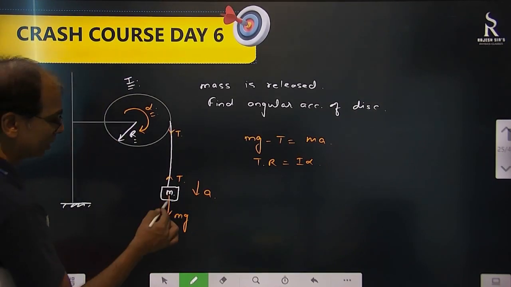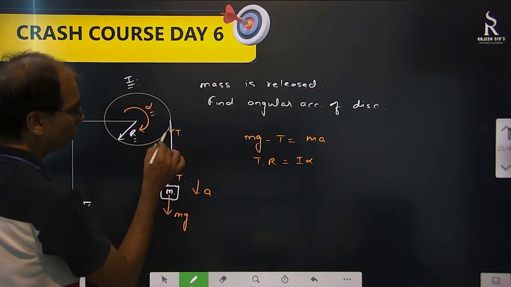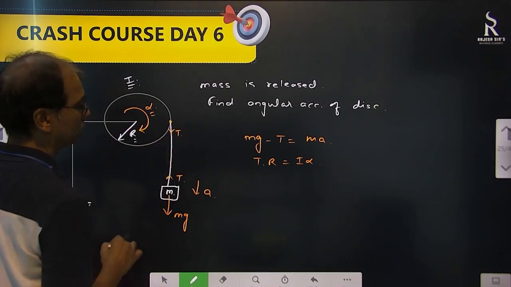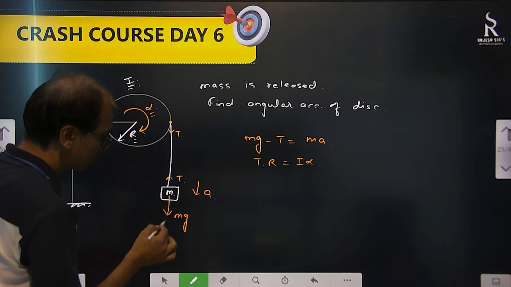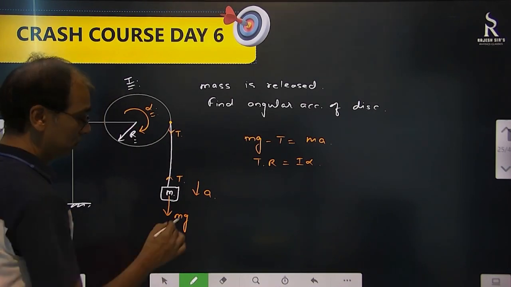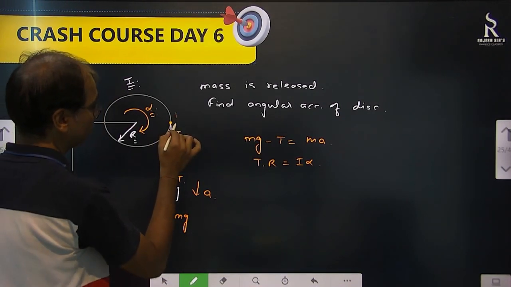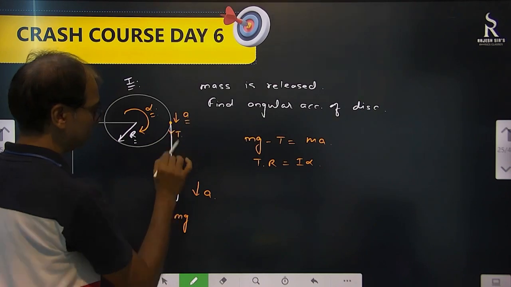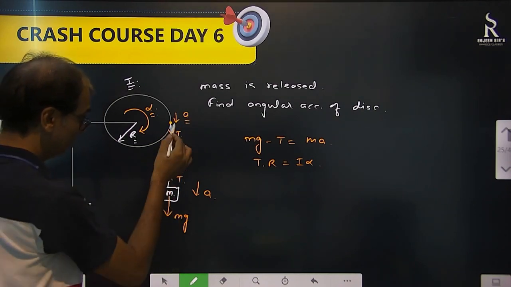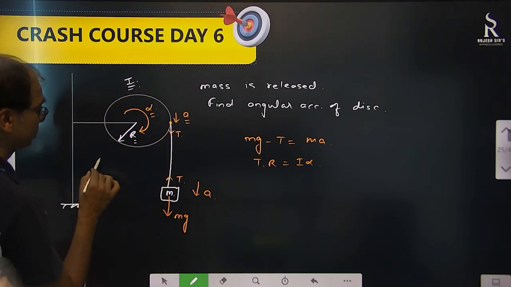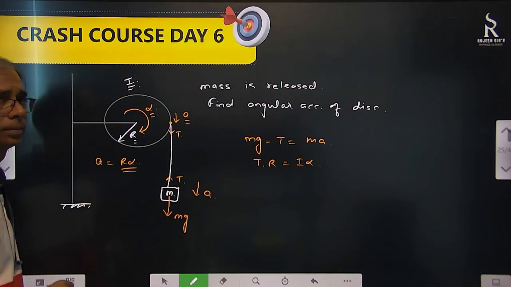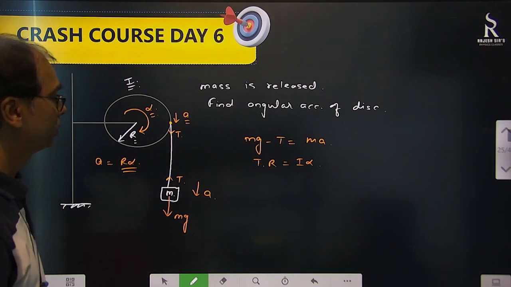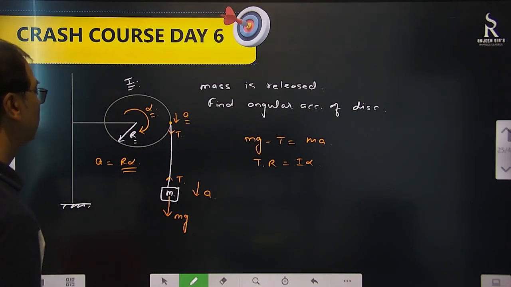Now, if its acceleration is a, then what is the acceleration of this point? It is a, because this is rotating, that's how it is coming down. If the acceleration is a, then its acceleration is also a. And what is this acceleration? It's a tangential acceleration, and this must be equal to R alpha, that's what we have seen. So the third equation is a equal to R alpha.